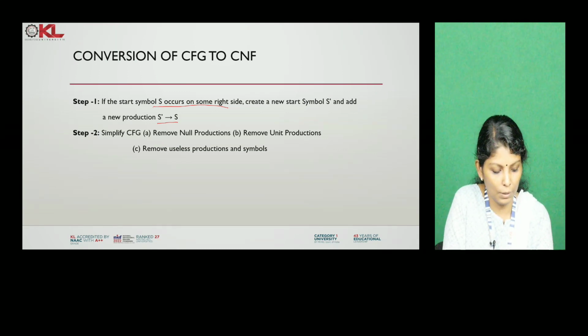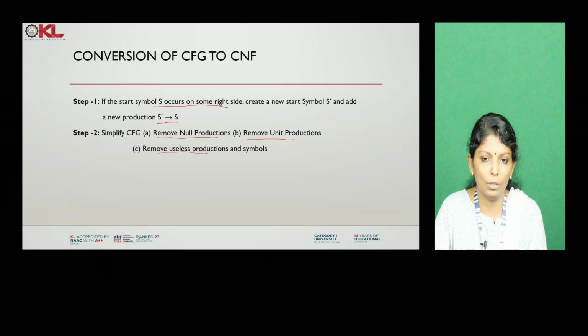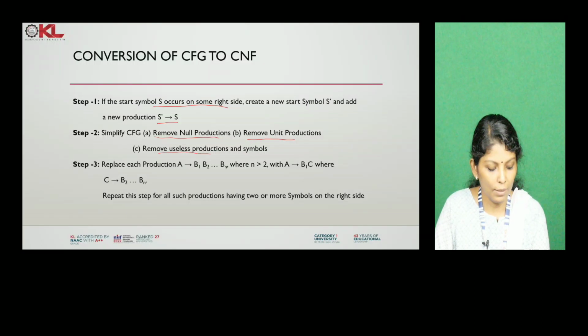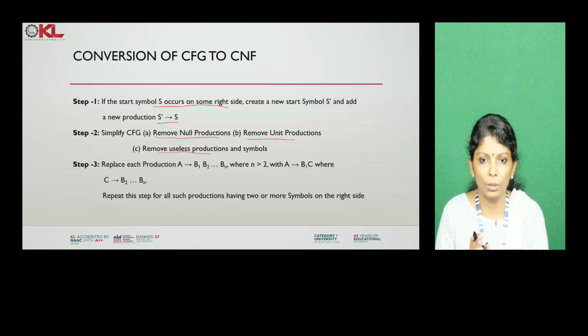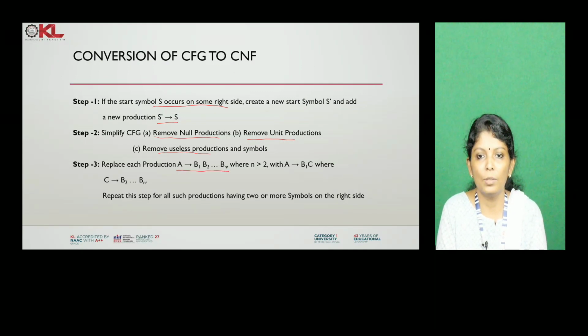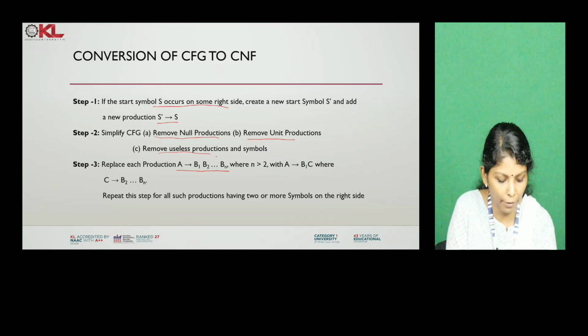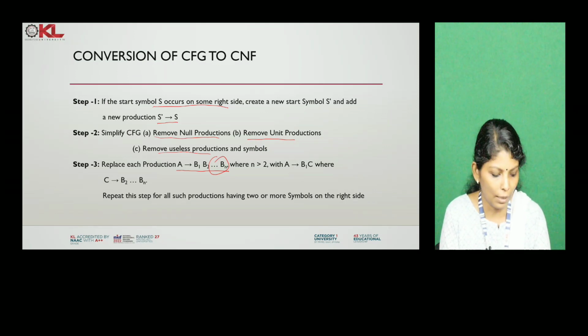The given CFG has to be simplified, and the first step is remove all the null productions, then remove unit productions, and then finally remove all the useless productions and symbols. So these 3 we have to do in order to simplify the CFG. Then the third step, we are actually starting to convert the CFG into the prescribed format. So if we have any production like this, A gives B1, B2, etc. Bn, that means on the right hand side we have more than 2 variables. More than 2 variables is not allowed in our format.